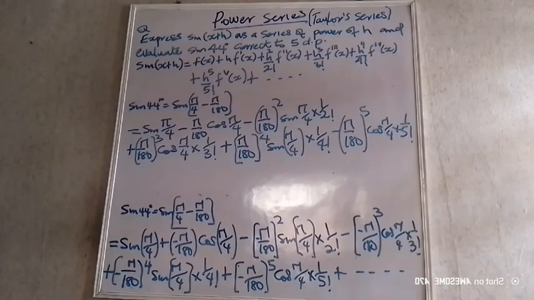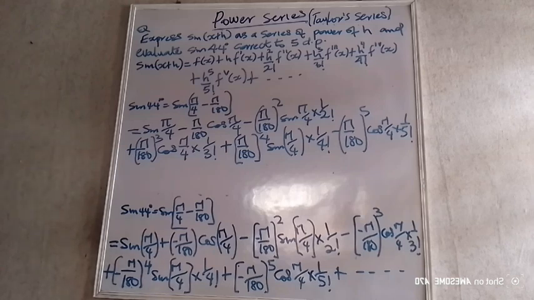So now we are having the expression as sine pi over 4 minus pi over 180 cos pi over 4, minus pi over 180 squared sine pi over 4 divided by 2 factorial, plus pi over 180 cubed cos pi over 4 divided by 3 factorial, plus pi over 180 raised to power 4 sine pi over 4 divided by 4 factorial, minus pi over 180 raised to power 5 cos pi over 4 times 1 over 5 factorial.